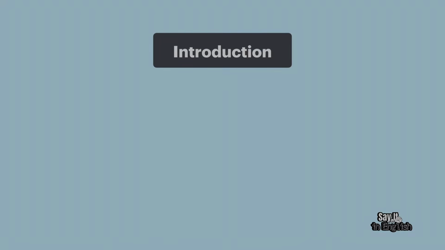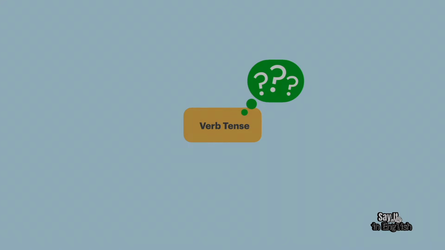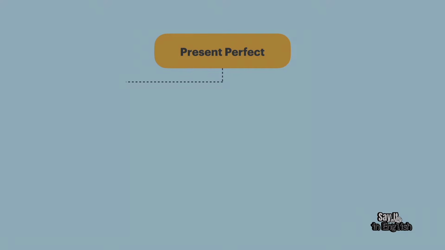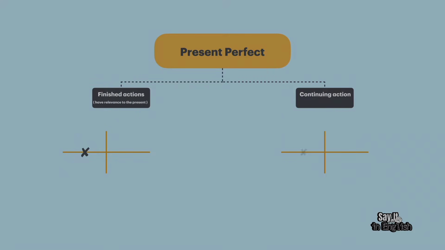Present perfect. Present perfect is a verb tense. What's a verb tense? Verb tenses are grammatical categories that indicate the time when an action takes place. The present perfect tense is used for finished actions that have relevance to the present. We also use it for actions that started in the past and continue into the present.